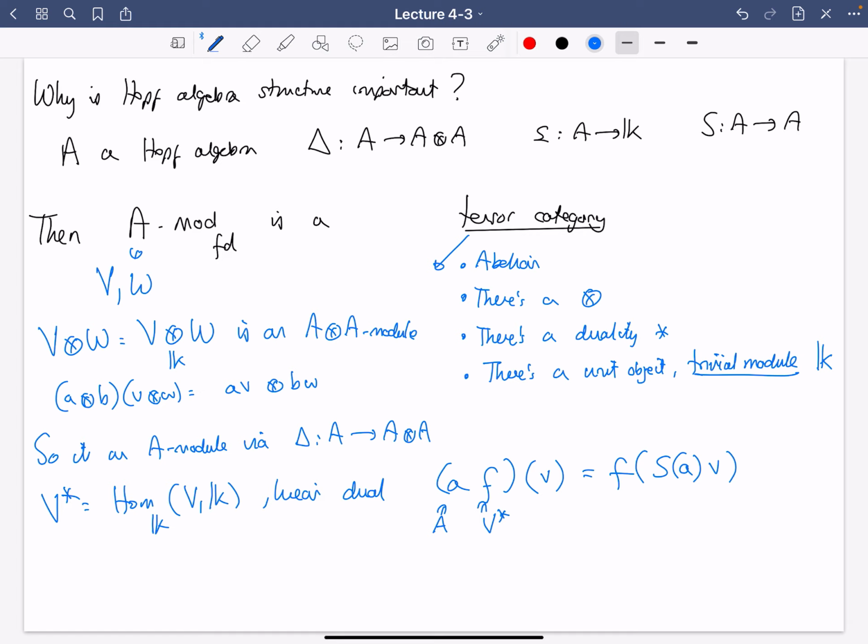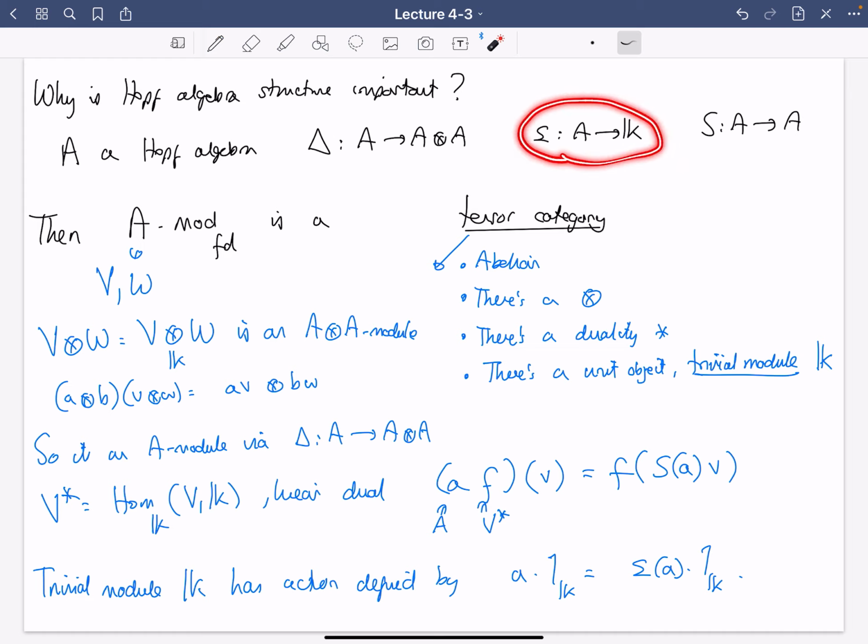And then finally, the trivial module, K, has action defined by the way A acts on 1 in there: it's just the counit of A times 1. So in other words, this counit is the representation corresponding to the trivial module, this distinguished one-dimensional representation.